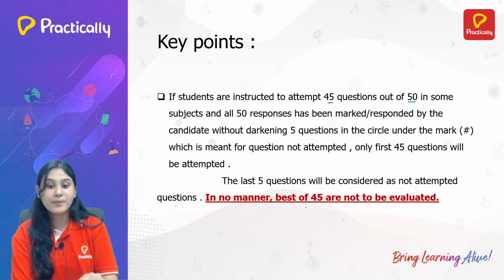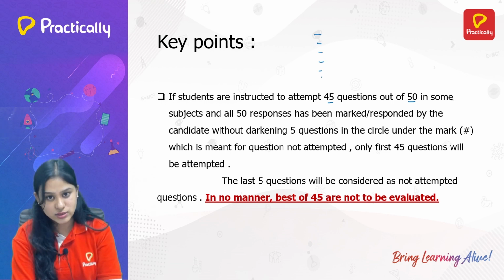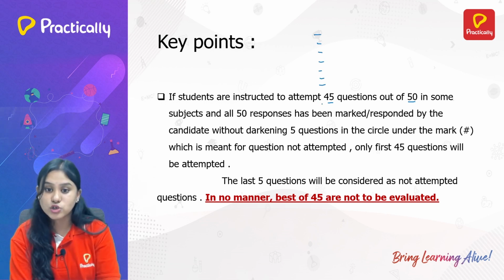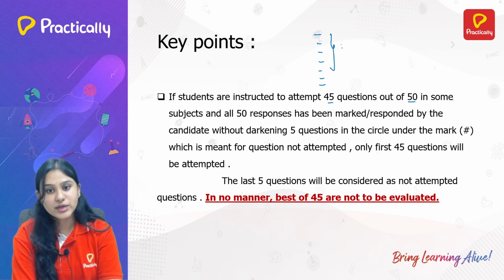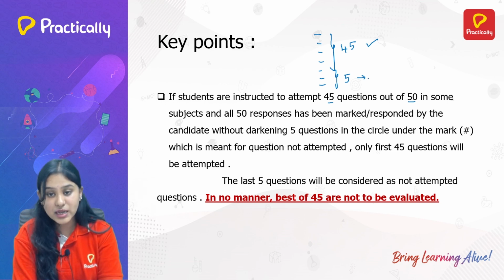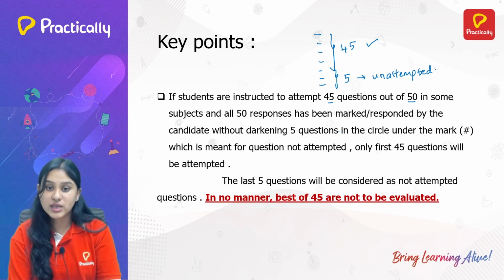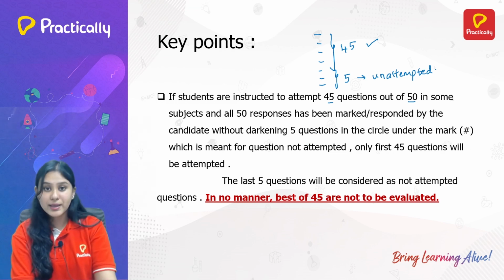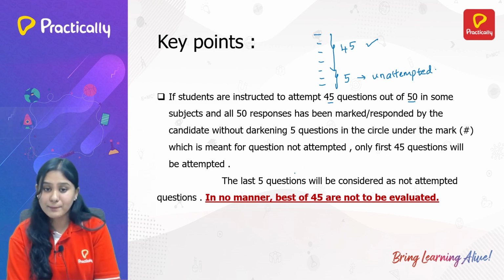So it is not best of 45. If you attempt all 50 questions, and if there is a choice only to attempt 45 questions, the first 45 will be considered and the last 5 will be counted as unattempted. Okay, am I clear? So if you think that a question shouldn't be attempted, make sure you fill the circle in the hash column. Okay, I hope I'm clear.